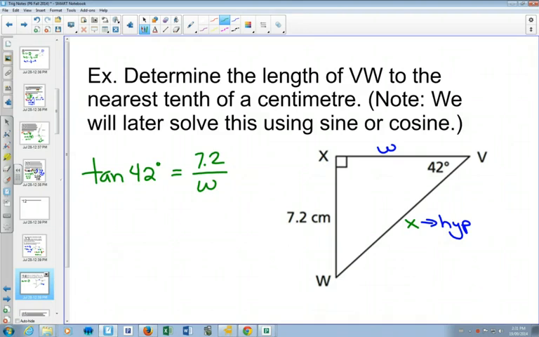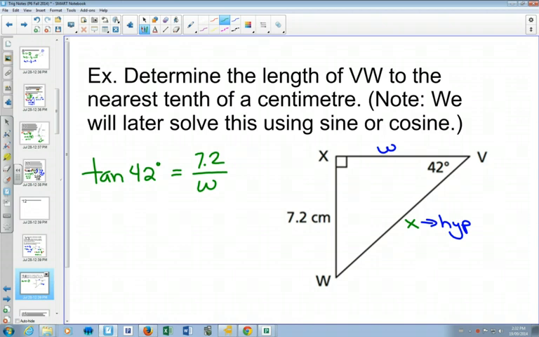How do you solve a question where the variable is in the denominator? I mean, if the variable was on the top and the 7.2 is on the bottom, you just multiply by 7.2 and you'd be fine. But now our variable is in the denominator. Okay, some of you will be tempted to divide both sides by 7.2, but that will not give you the right answer for W.